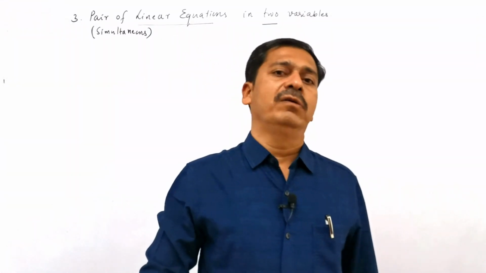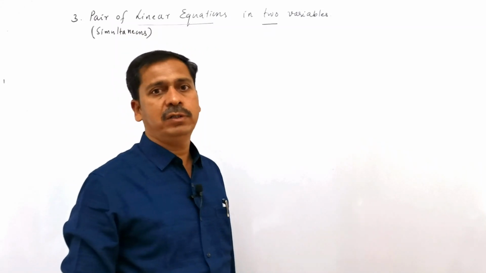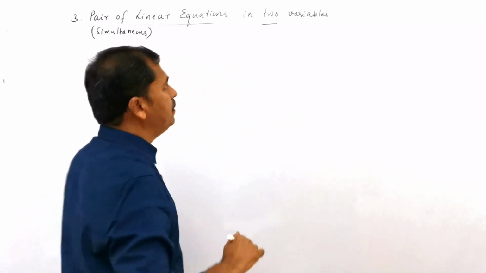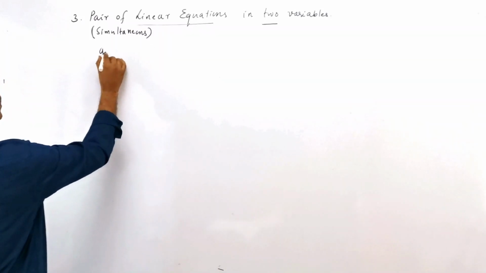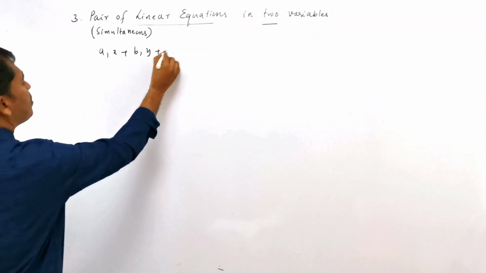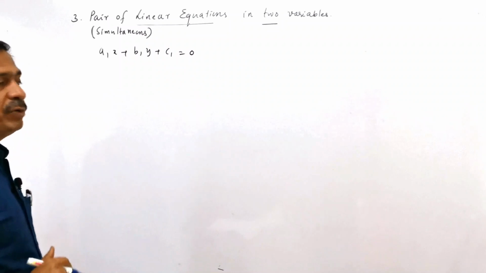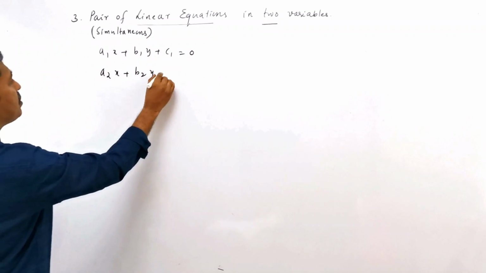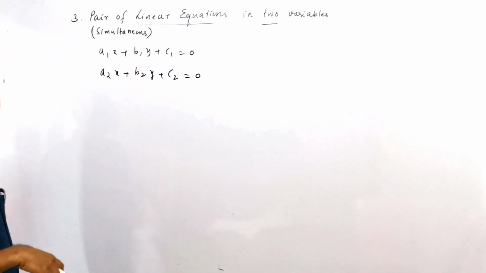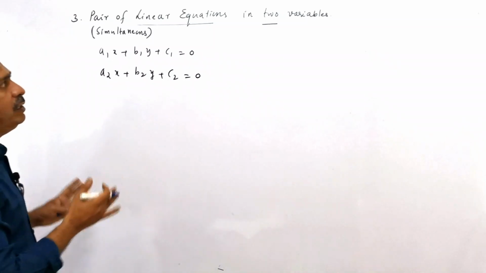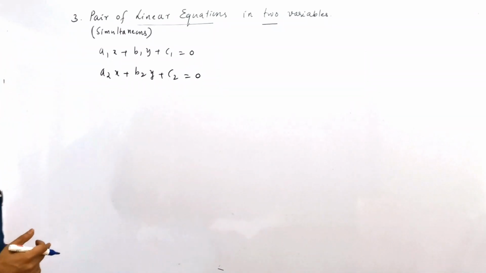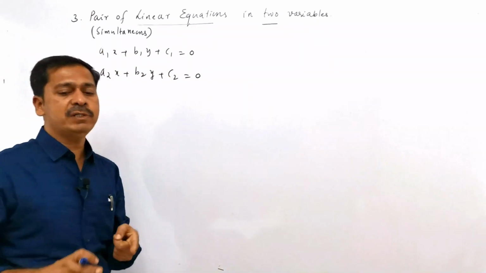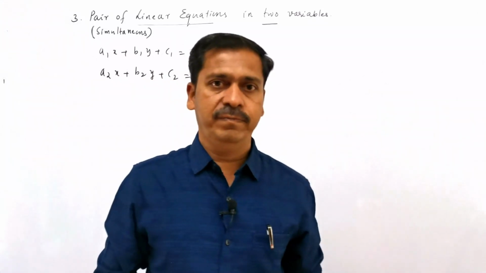See, you have to take into account, you have to take into consideration two linear equations at a time. See the equations a1x plus b1y plus c1 equal to 0. This is one linear equation. And then another equation I would like to take like this: a2x plus b2y plus c2 equal to 0. This is another linear equation. So these two linear equations put together constitute the pair of linear equations in two variables, where a1, b1, c1 and a2, b2, c2 are real numbers.